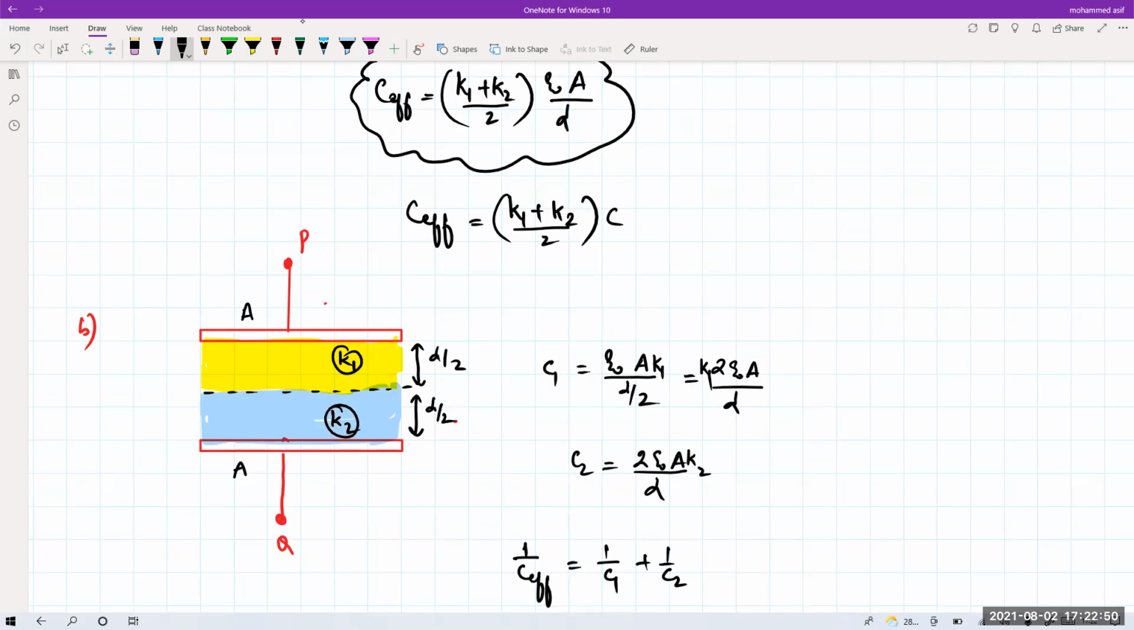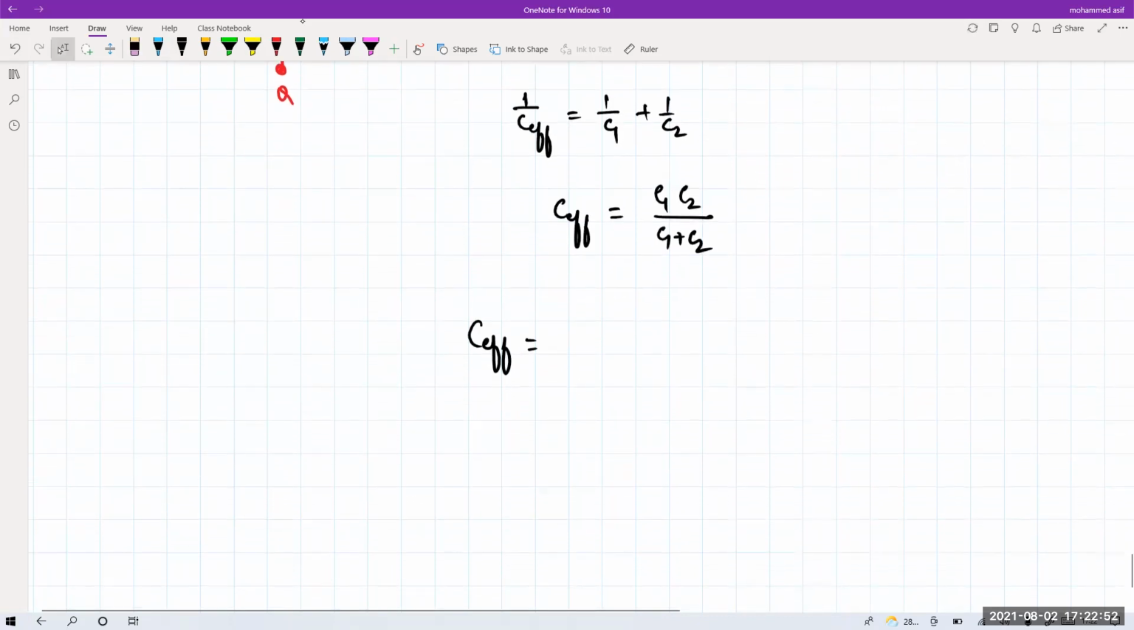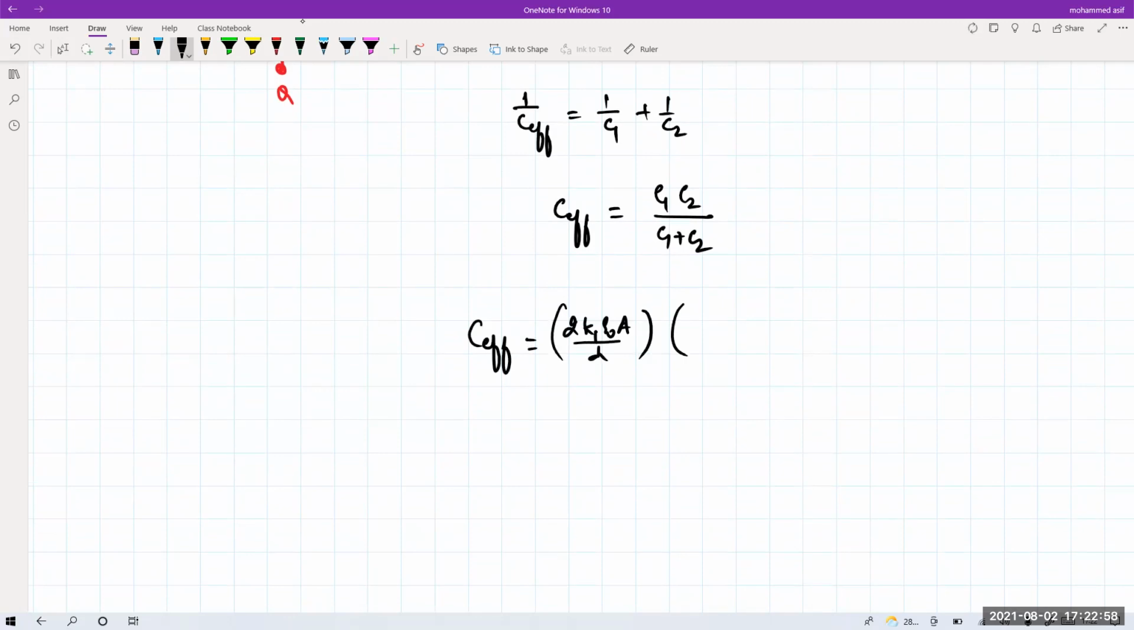Since dielectrics are also given, C1 will become 2 times K1 epsilon naught A divided by D, into 2 times K2 epsilon naught A divided by D, divided by 2 times K1 epsilon naught A divided by D plus 2 times K2 epsilon naught A divided by D.